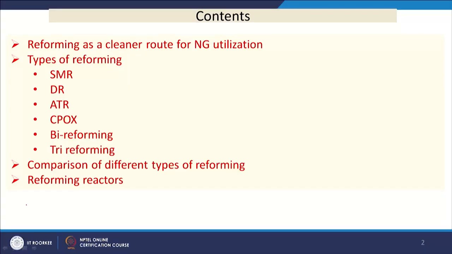In this class, we will be focusing on how the natural gas can be converted to syngas. Next, we will discuss how the syngas can be converted to liquid fuel and also how we can get hydrogen from natural gas. So, the contents of this class are reforming as a cleaner route for natural gas utilization, then types of reforming, that is SMR, dry reforming, ATR, CPOX, bi reforming, tri reforming, etcetera, and then comparison of different types of reforming and then reforming reactors.